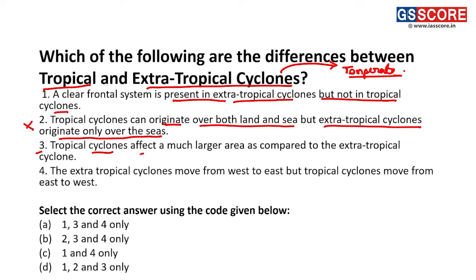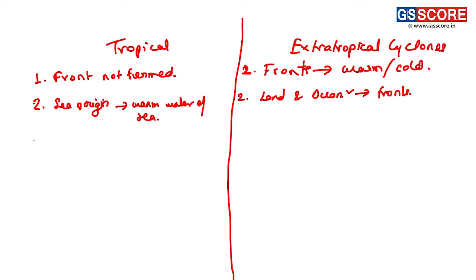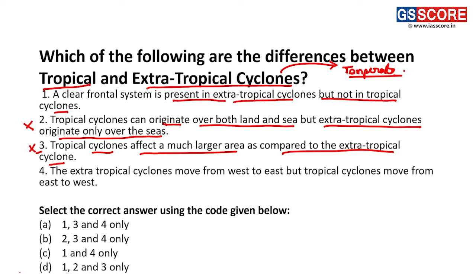Now, statement 3. The tropical cyclones affect a much larger area as compared to the extratropical cyclones. This is also an incorrect statement. Why? Because the tropical cyclones have quite a limited area. But the extratropical cyclones have quite a larger area. Their influence spreads from thousands to tens of thousands of kilometers. But the tropical cyclones, comparatively, are quite smaller in area.